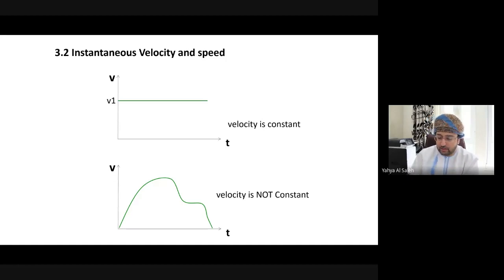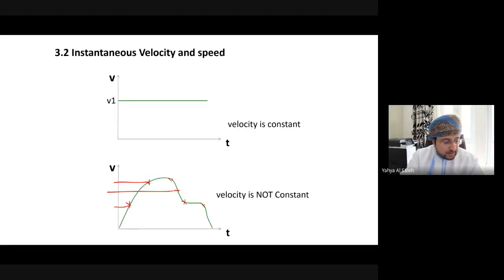Okay. Now, here comes instantaneous velocity, i.e., what is my velocity at this point? Or what is my velocity at this point, or this point, or this point? Each and every time, my velocity is different. If I read my velocity here, it's going to be one number. If I read my velocity here, it's going to be a different number, and so on and so forth.